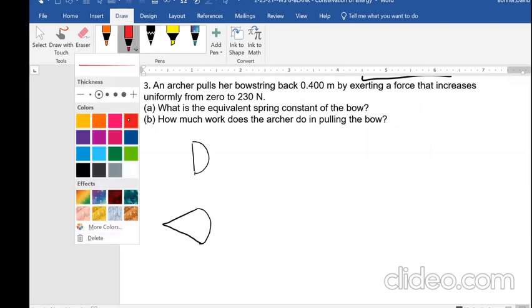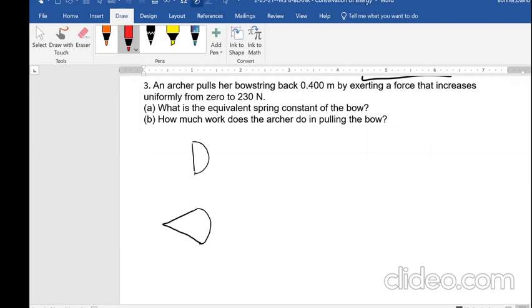What I want to show here is that it's going from this position to this position. So it's being pulled back. So it's going from here to here. This is point A and this is point B, right? So it's getting pulled backward as you pull it back. This is my distance X, which is the 0.4 meters.